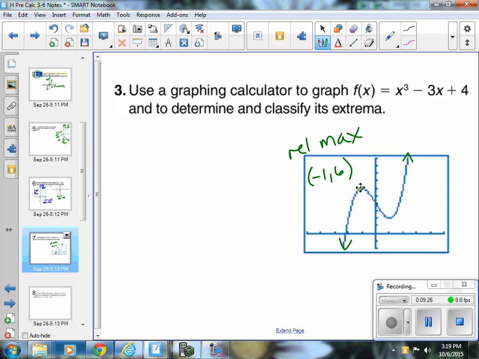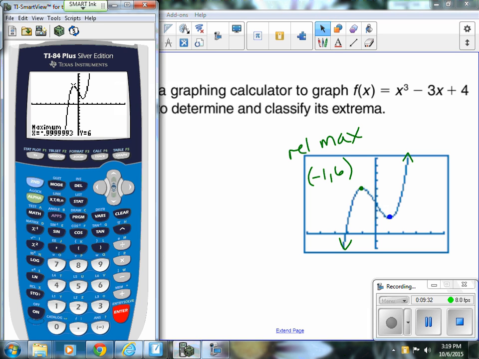All right, now let's find the minimum over here in quadrant 1. So let's locate this point. I'm guessing it's 1, 2, but let's make sure we know that that's what it is. Okay, so we go back to calculate, so second trace. We want a minimum now, so number 3. It asks you the same 3 questions: left bound, right bound, guess. So go ahead and put your cursor to the left of where your point is, then to the right of where your point is. You may notice too when you do that, it puts up little arrows on your calculator screen.